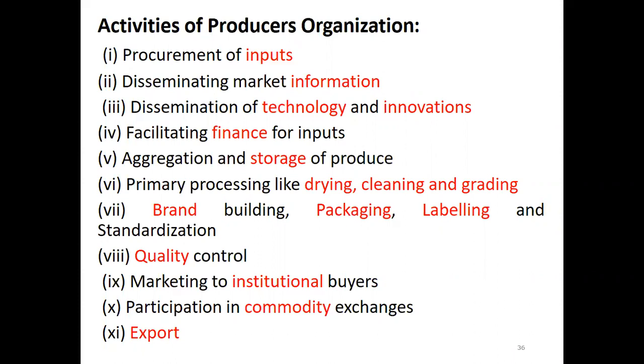Then primary processing like drying, cleaning, grading, these activities we can do together. Then brand building, packaging, labeling and standardization, these are the activities which can be run through the farmers producer organization. Next one is the quality control techniques and tools and techniques we can try to utilize. Again, it depends upon the nature of business which you are doing.